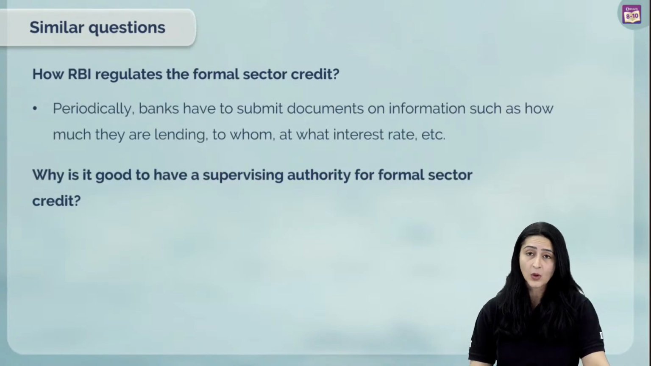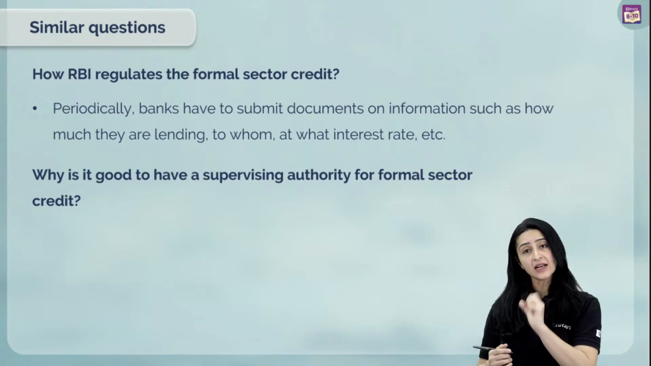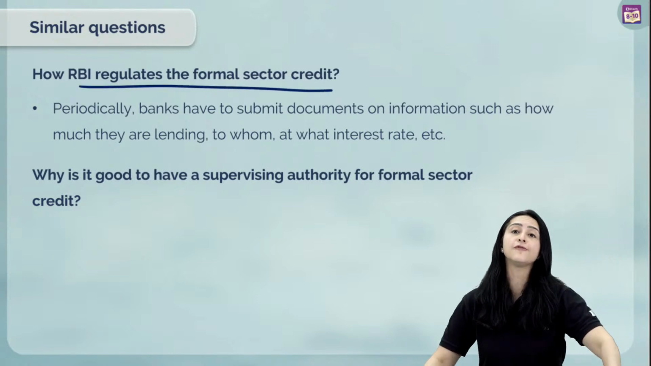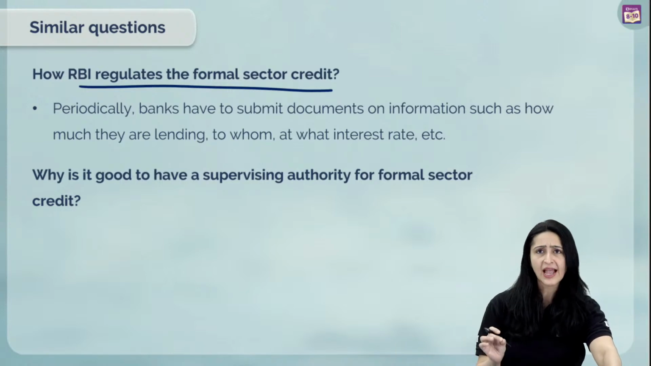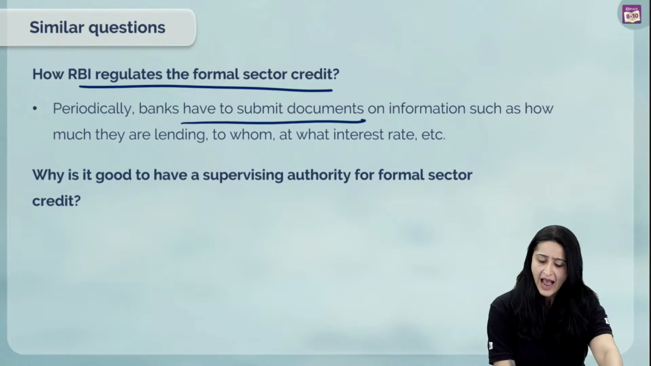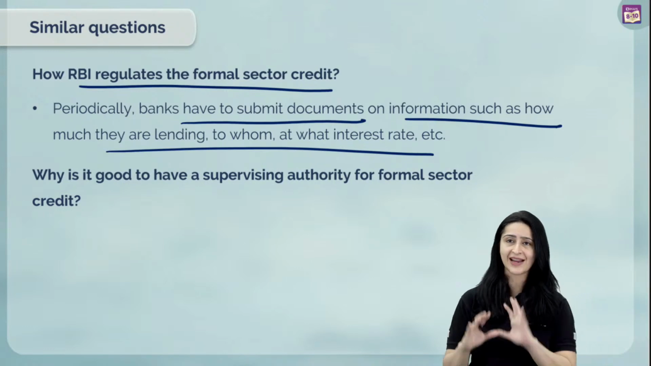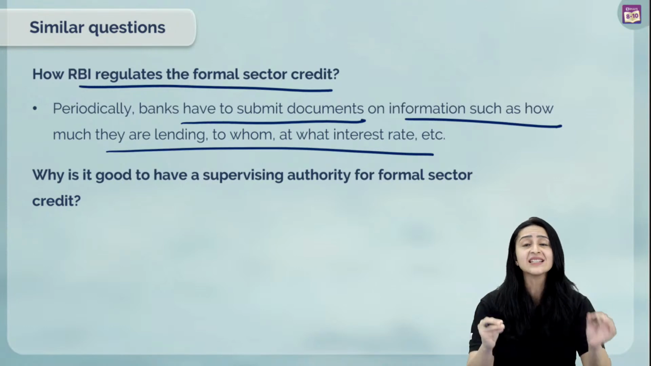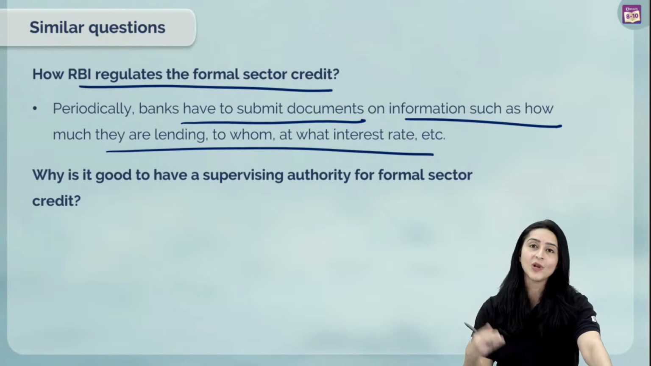Okay. Now let's discuss a similar question that could come. Okay, now talking about the RBI, one question is the role of the RBI. Another type of question that you could get would be how does the RBI regulate the formal sector credit? Now, in this kind of question, if it is a short type of question, then all you need to say is that the banks have to submit documents or information as to how much money they are lending, to whom they are lending, interest rate, etc. They are responsible or accountable to the RBI in this sense, and this is how the RBI regulates formal sector credit. But if it's a 3-mark question, then you need to put in more points.